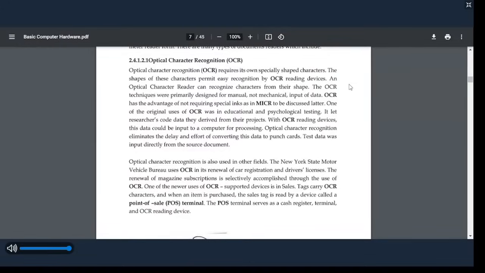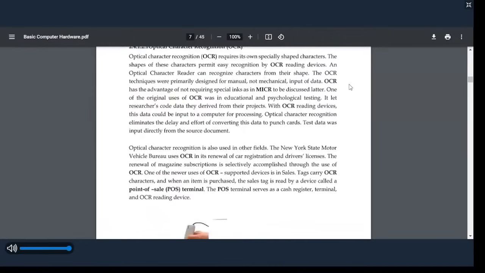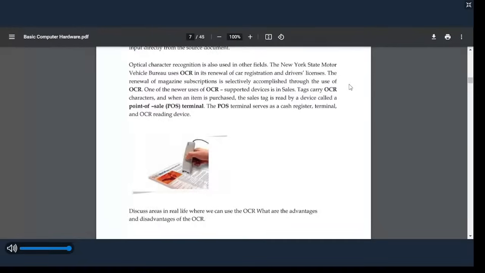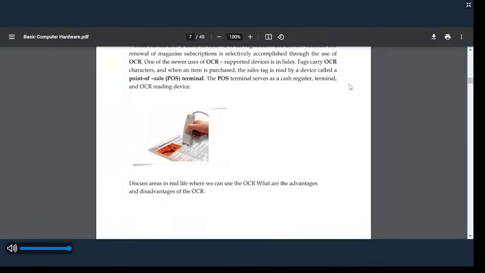Tags carry OCR characters, and when an item is purchased, the sales tag is read by a device called a point of sale terminal. If you go to the supermarket, you see there's a gadget, they pass a given product through, and it reads what is on it and gives the price. So you have seen the point of sale system in the supermarket. Those ones you can see there. Discussions and the advantages, you need to do them individually.